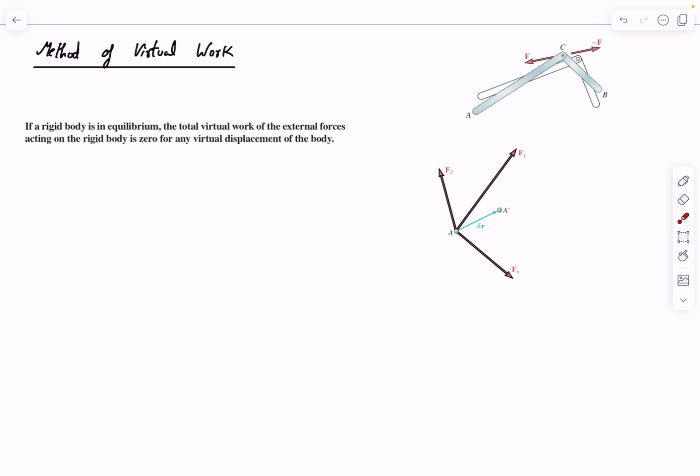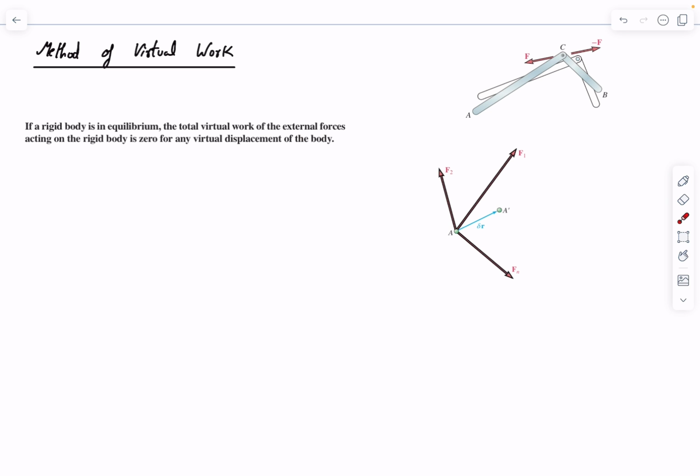Okay guys, so first of all, what is the method of virtual work? It states that if a rigid body is in equilibrium, so this is important guys, the body has to be in equilibrium, then the total virtual work, which I'll tell you what that is, of the external forces acting on the rigid body is zero for any virtual displacement of the body.